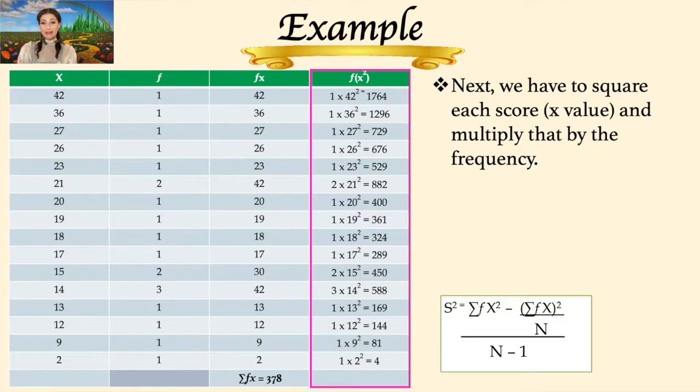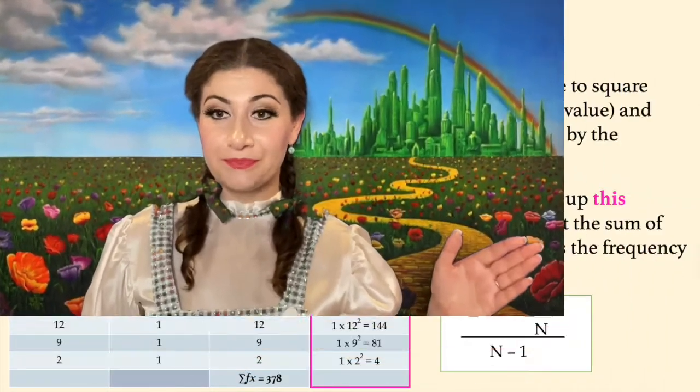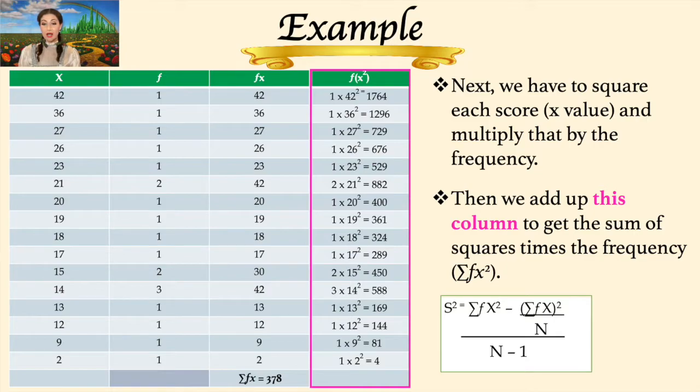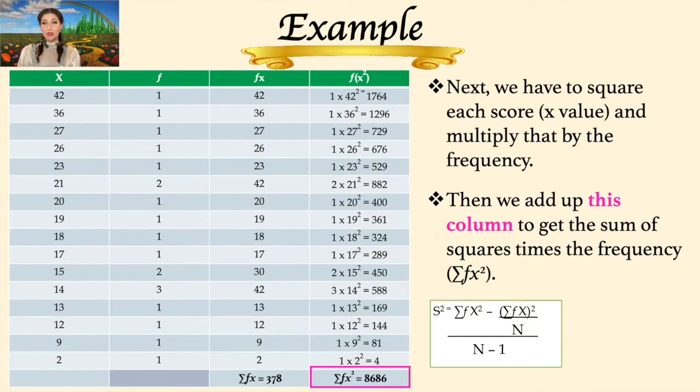Taking a look at this column, f times x squared, this is a breakdown of what that column should look like. Again, all you're doing is multiplying frequency, the number of times a data point occurred, times each score squared. The next thing we have to do is add up this column to calculate the sum of the squares times the frequency. This is going to give us the sum of the f of x squared column. We see that that total is 8,686. This number is the sum of f of x squared, and this is the number that's going to go in the very first part of our formula.